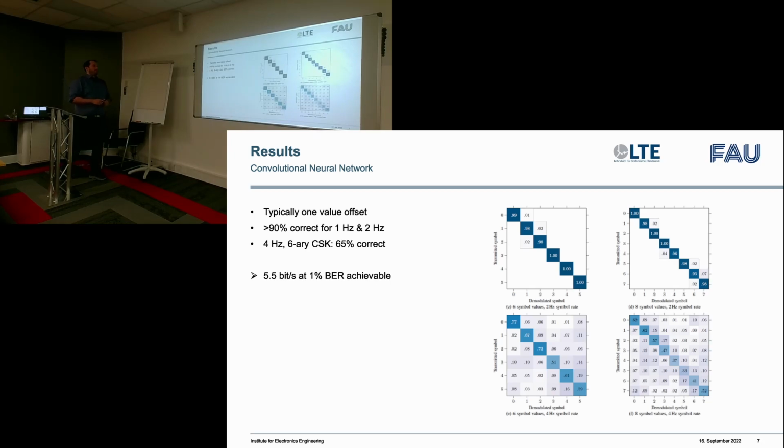What do we see? We have a very typical picture and, luckily, most of our symbols are detected correctly. Here what you see is for 6 different symbol values, so 6-ary concentration shift keying, and for 8 symbols at 2 symbols per second and 4 symbols per second. In most cases, the symbols which we detect are the ones that we expect. That's good. And in most of the other cases, we have an error by exactly 1 symbol value, so basically these neighboring levels.